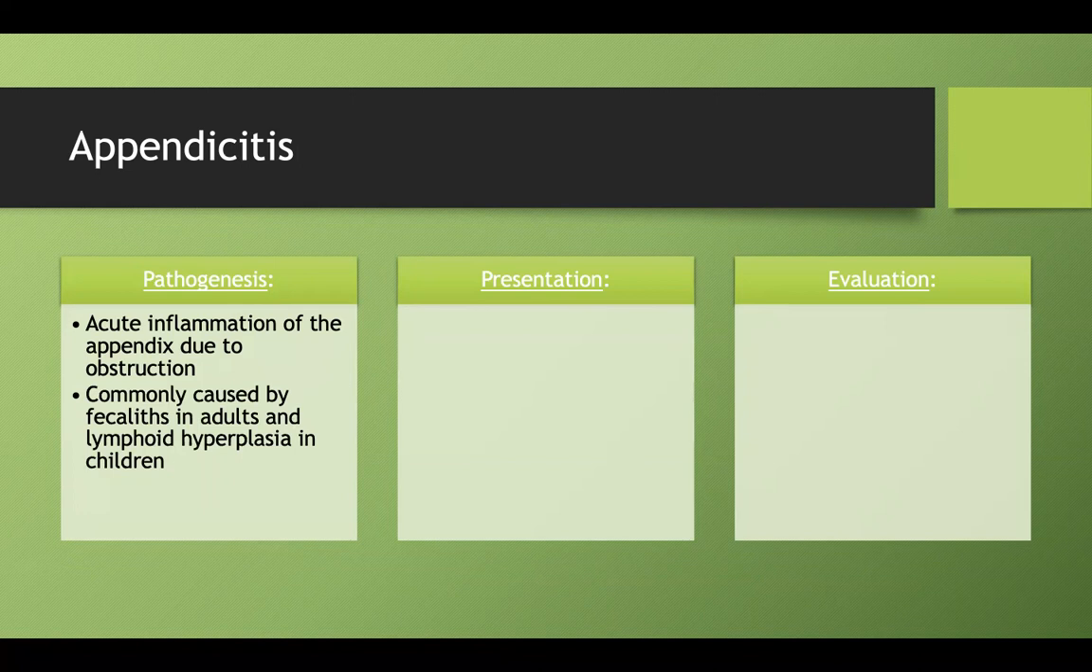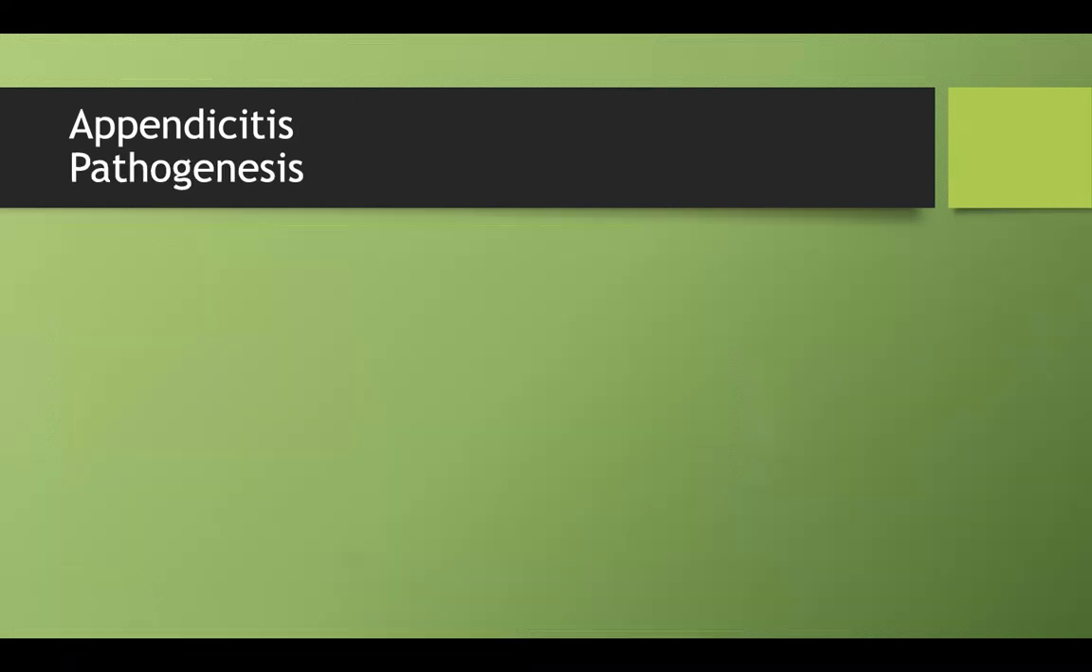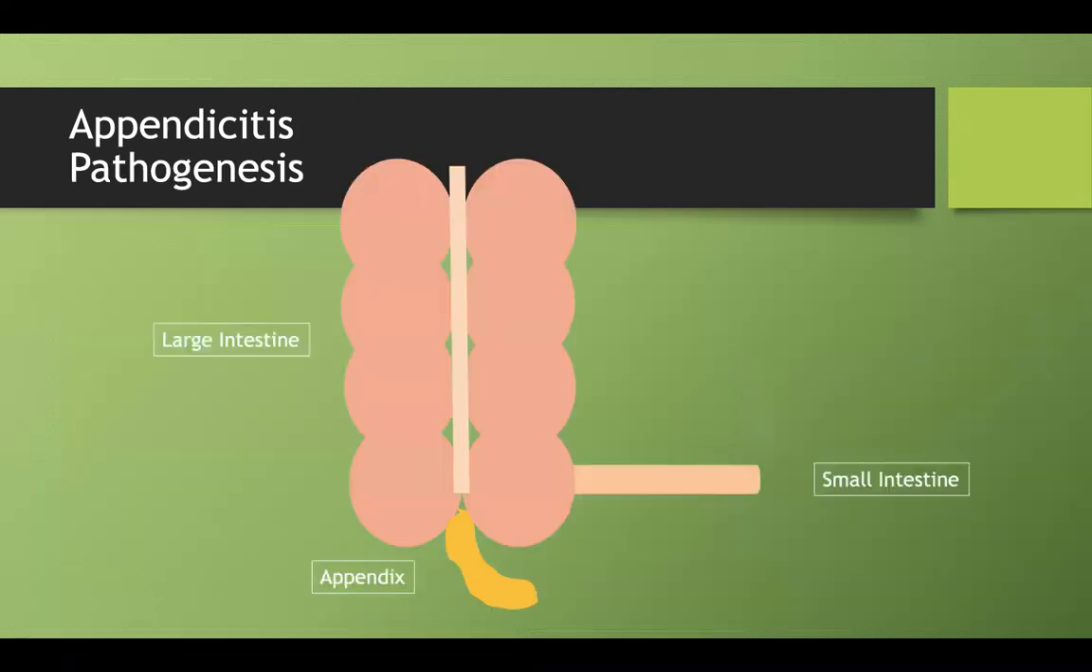So in adults, it's most commonly caused by a fecalith, or just a ball of stool. And in children, it's often caused by something called lymphoid hyperplasia. So let's go over what that looks like. If we have our small intestine here to the right, remember the bolus of food will come in to the large intestine and travel through, and attached to our cecum here is our appendix.